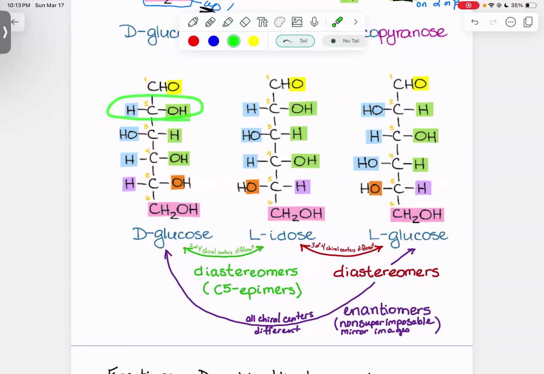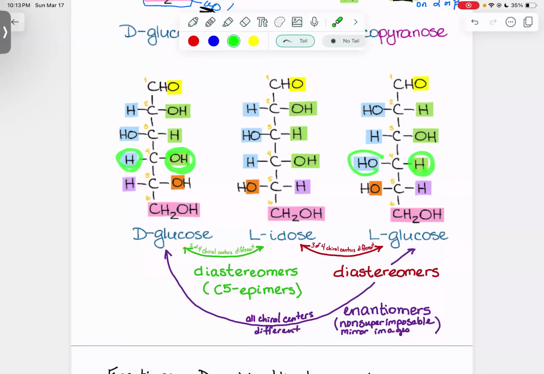So if we go to number 2, look at number 2. Do you see how the hydrogen and the hydroxyl are flipped? So carbon number 2 is flipped. Look at carbon number 3. 3 is flipped. 4 is flipped. And by flipped, I just mean that hydrogen's on the left here, it's on the right here.